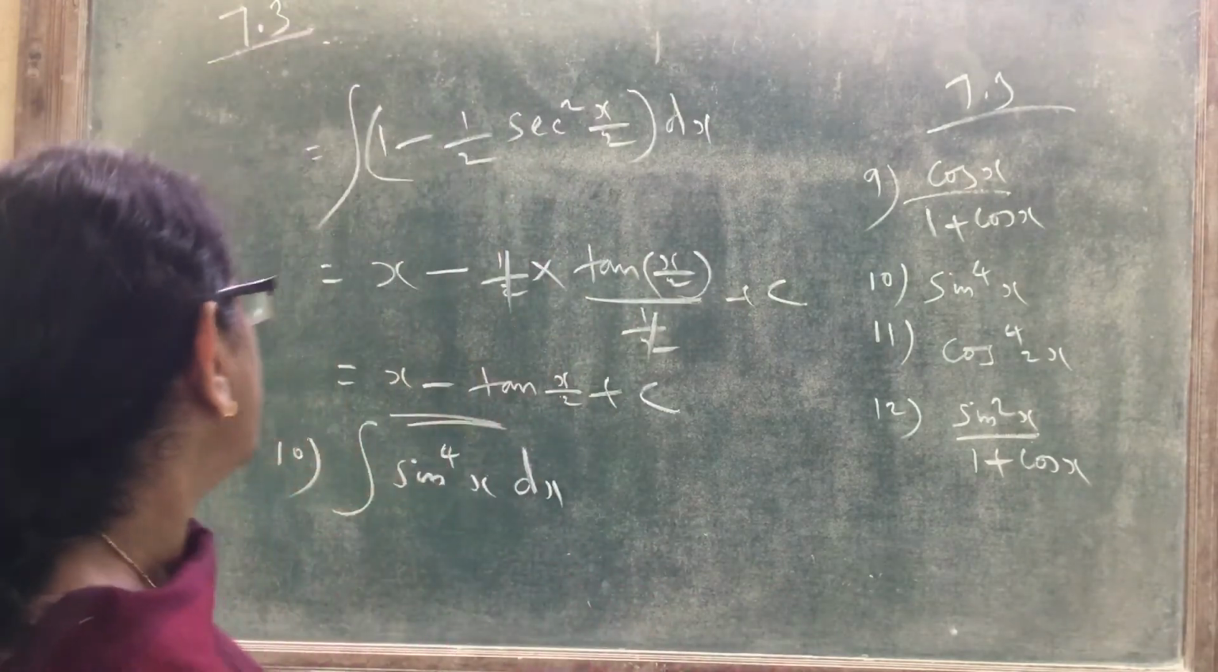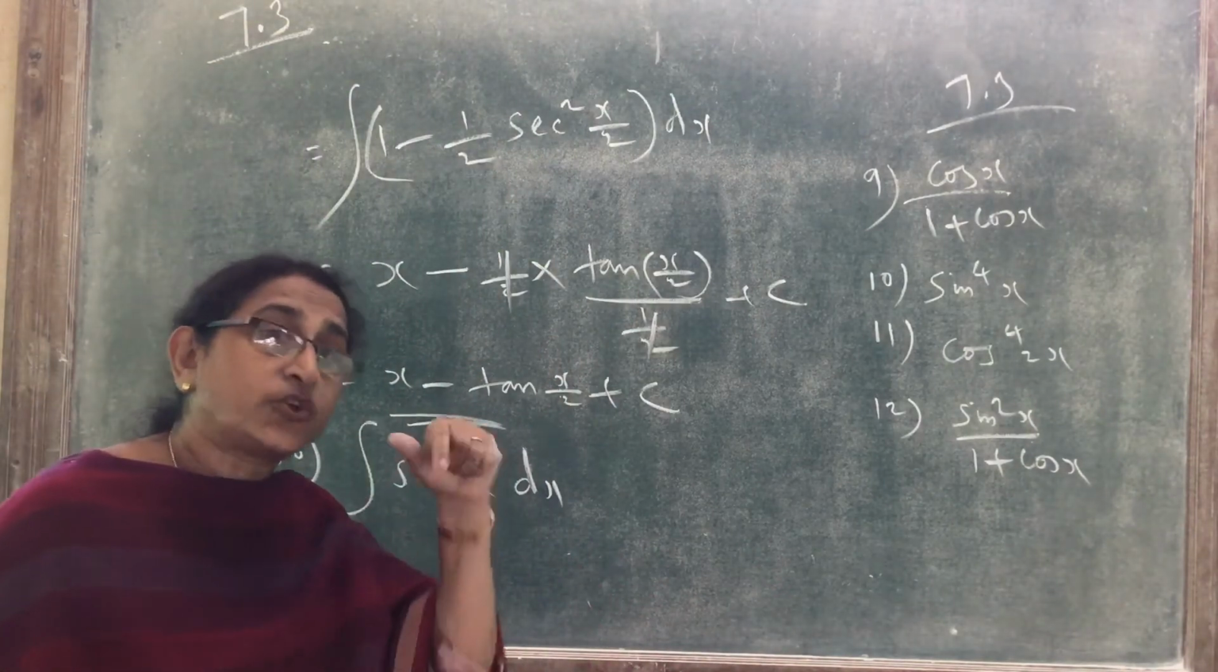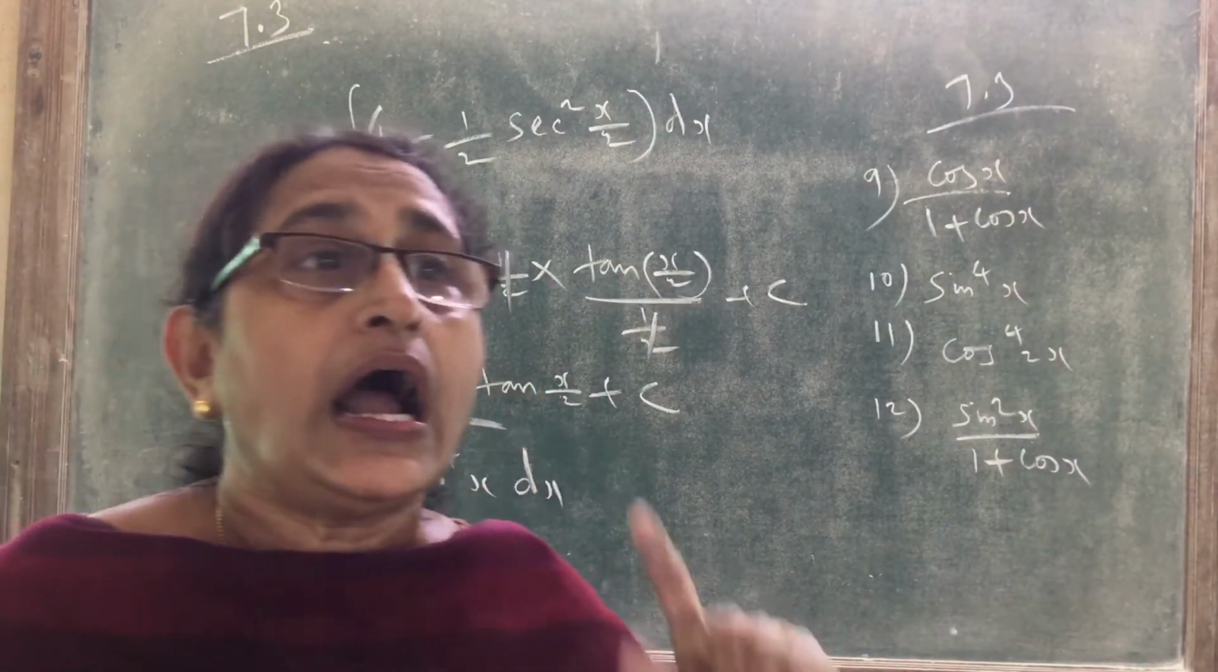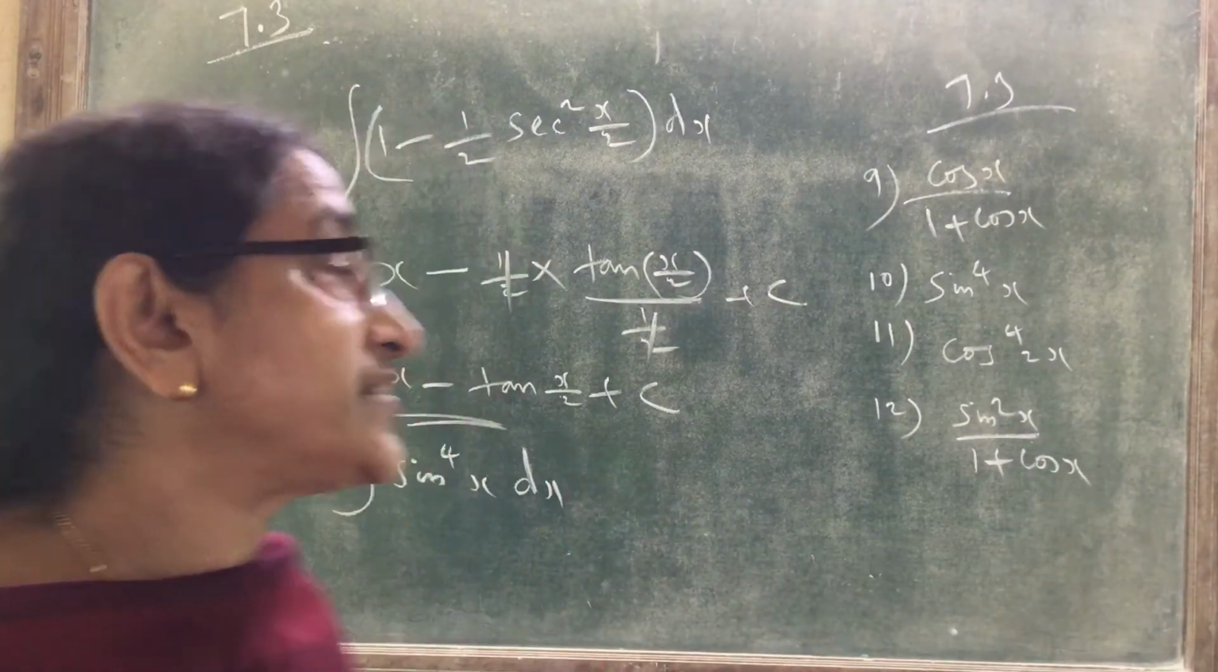Similar, but here this is sin raised to 4 x. For sin cube x also we use the identity. Now, sin raised to 4 x, how do we find the integral?